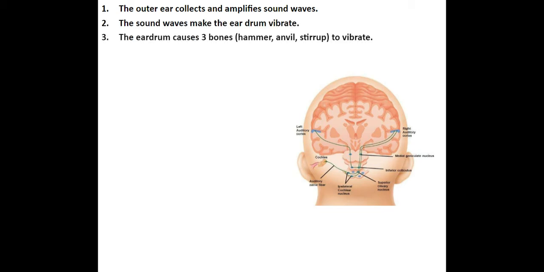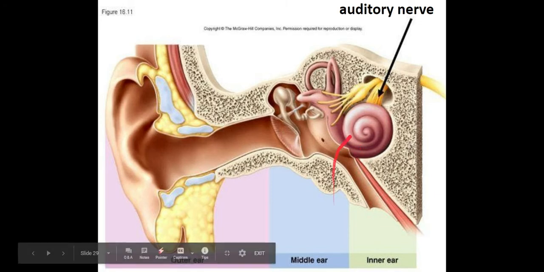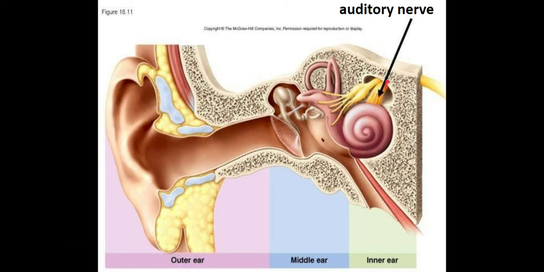The last part of how it works, we know all of this. The cochlea sends electrical signals to the auditory nerve and onto the brain. The cochlea, the auditory nerve fiber, and it goes up into the brain. The auditory nerve is right here. It's part of the inner ear.